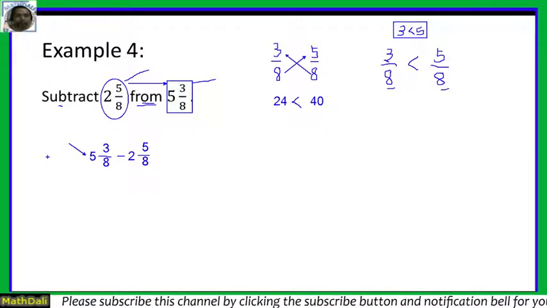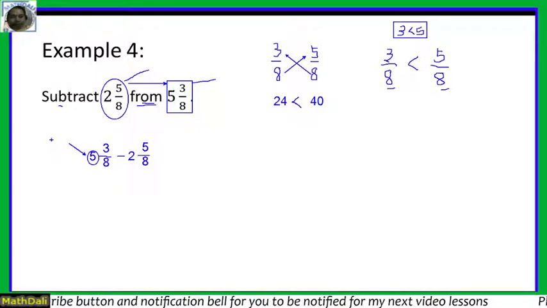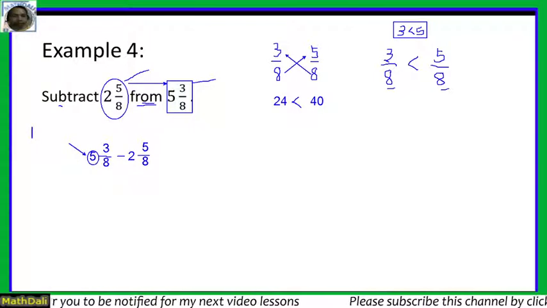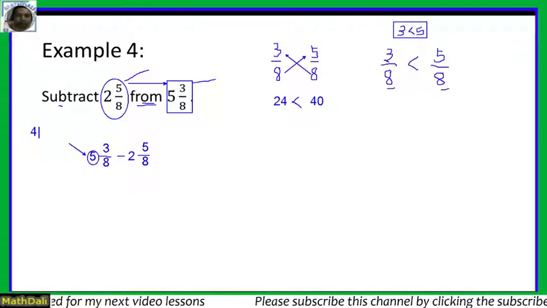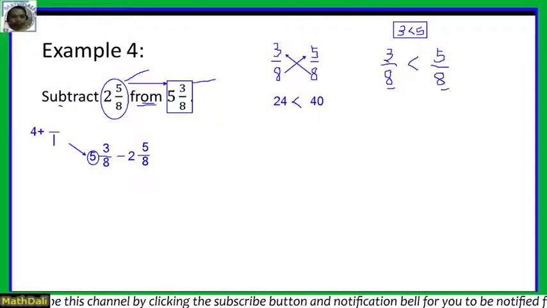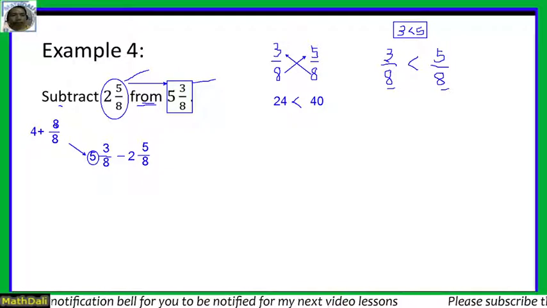Para klaro, itong 5 na to, pwede natin yan i-express as the sum of a whole number and a fraction. Ano tong whole number at fraction na to? Pwede natin i-express yan as 4 plus 1. Pero yung 1 natin, express natin siya as a fraction. Gagamitin natin yung denominator na 8, so we have 8 over 8. Yung 8 over 8 na to, equal din naman sa 1. Tama? 8 divided by 8, any number divided by itself is equal to 1. So, 1 plus 4, that is equal to 5.